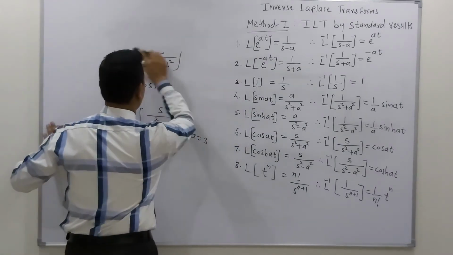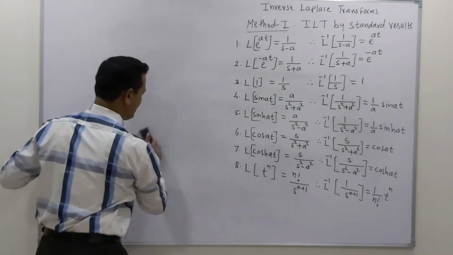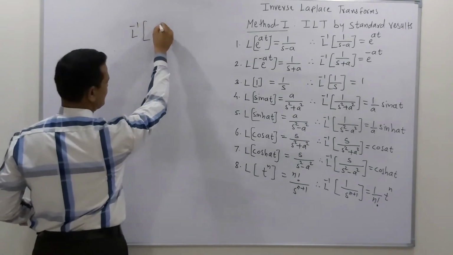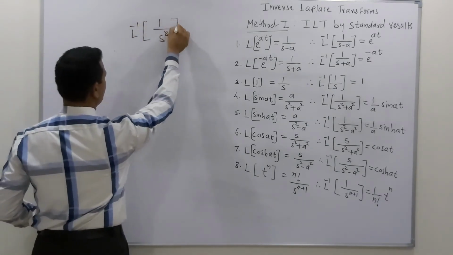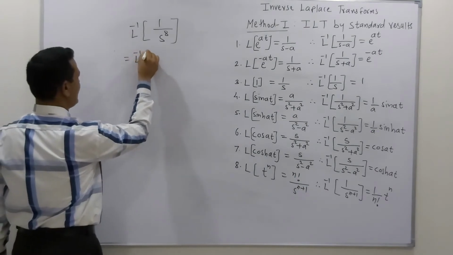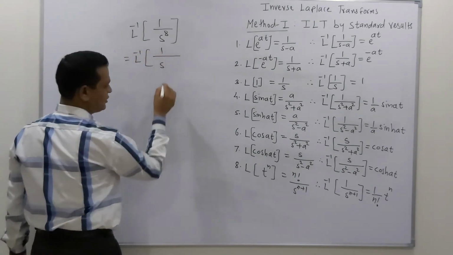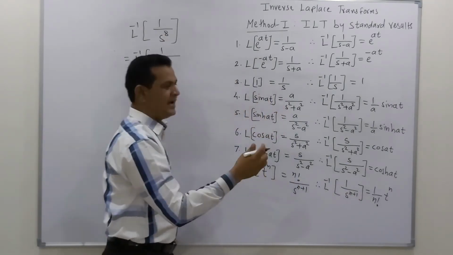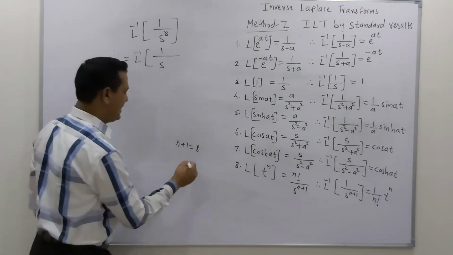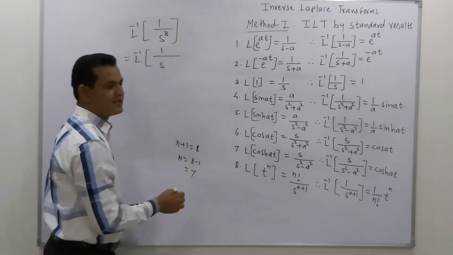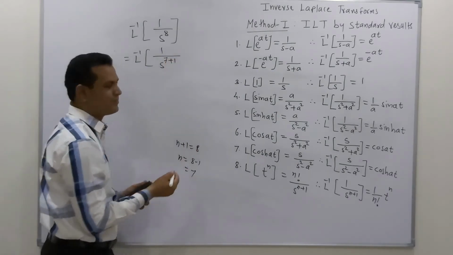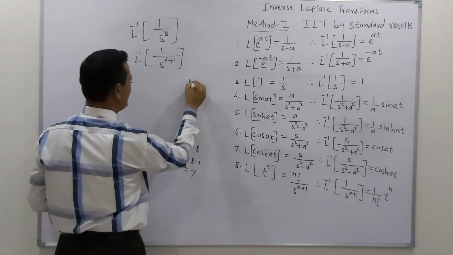Now to understand this standard result number 8, let's take the next example, which is a simple one. Suppose we wish to find the inverse Laplace transformation of 1 upon s raised to 8. If we compare this example with the standard result, we can write this as the inverse Laplace transformation of 1 upon s raised to 8. This 8 stands for n plus 1. That means the value of n plus 1 is equal to 8. So we can write the value of n as 8 minus 1, which is 7. This is the simple technique. Actually this is very simple. Now we can write the value of n is equal to 7.